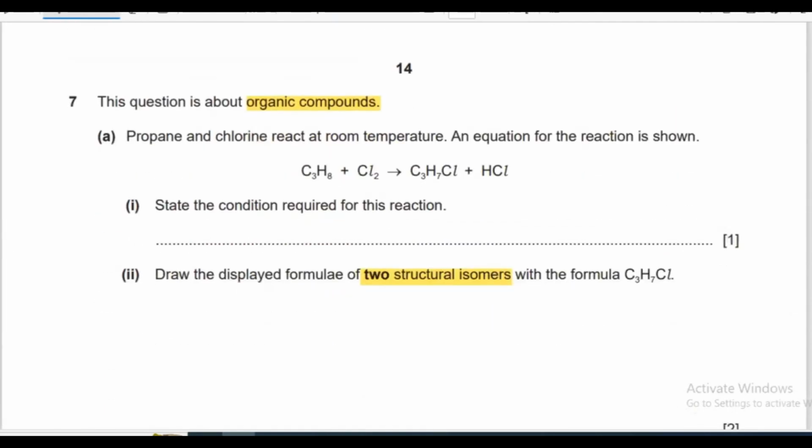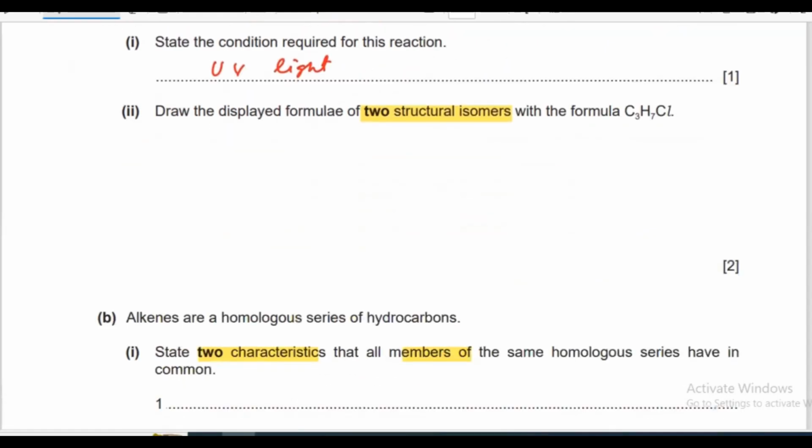Okay, this question is regarding organic chemistry, the reaction of propane with chlorine to form different products. State the conditions required for this reaction. This is a photochemical reaction, and it requires ultraviolet light. It requires UV light. And draw the displayed formula of the two structural isomers with the formula C3H7Cl. You can change the position of chlorine to get the isomer.